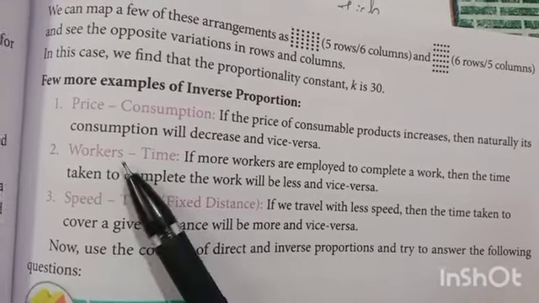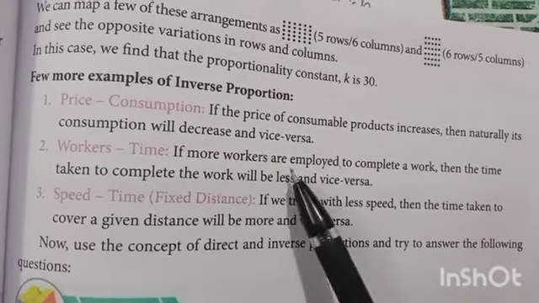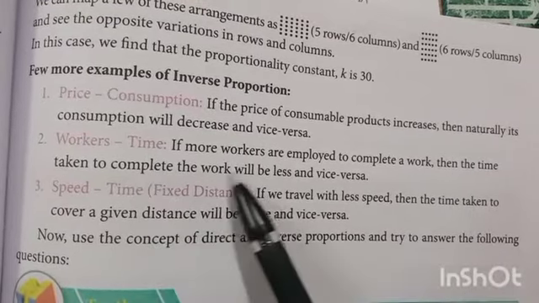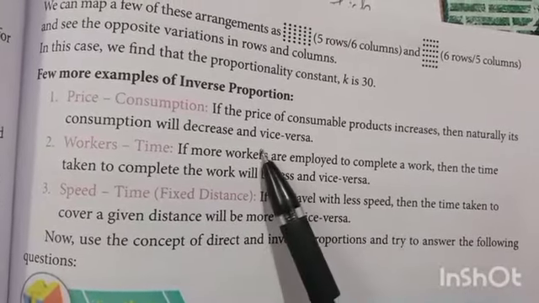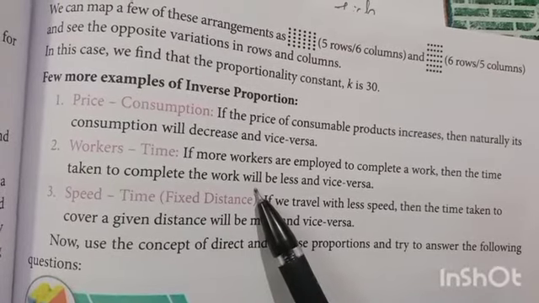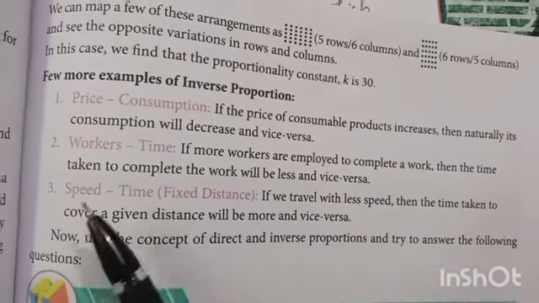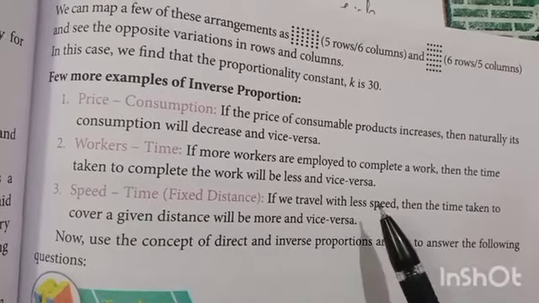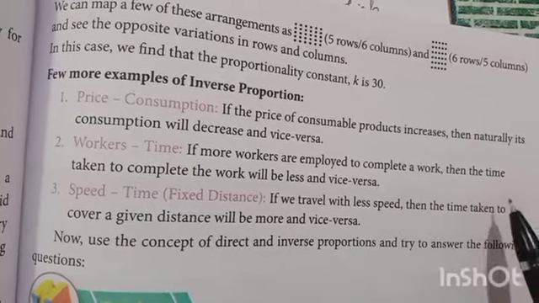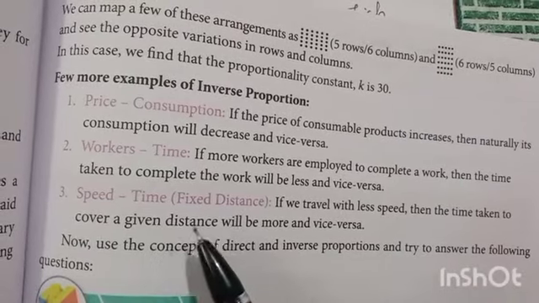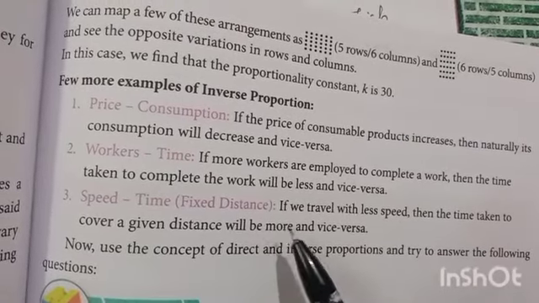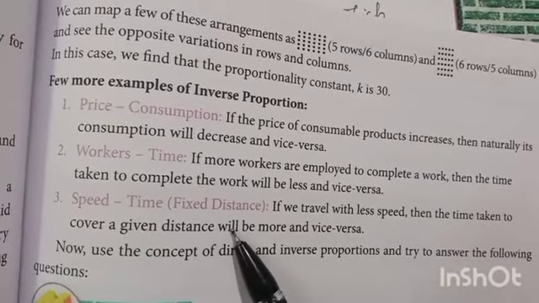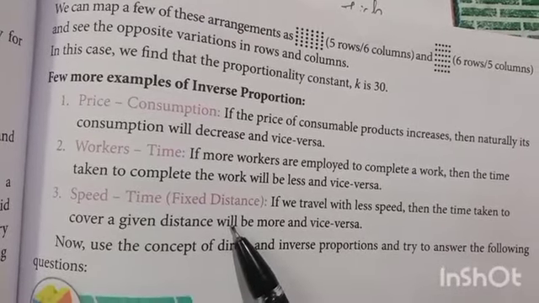Okay. Next, workers and time. If more workers are employed to complete a work, the time taken to complete the work will be less. When more members work together, the time taken decreases. Next, speed and time for a fixed distance. If one travels with less speed, then the time taken to cover a given distance will be more. Speed is less, the time taken is more.